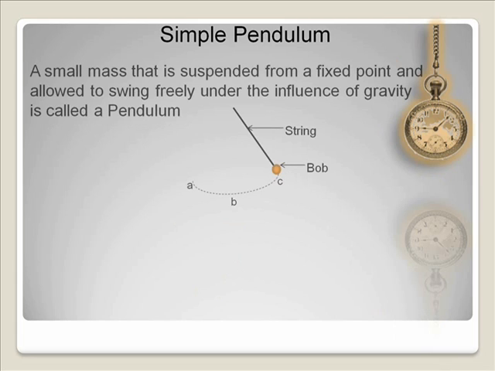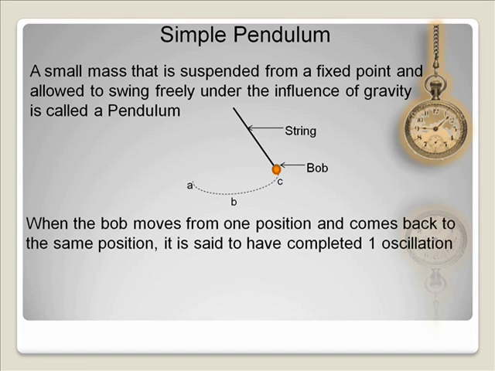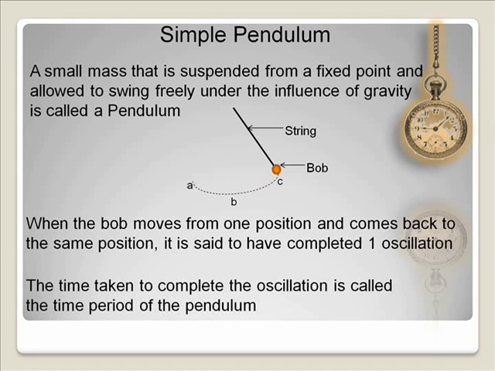A small mass that is suspended from a fixed point and allowed to swing freely under the influence of gravity is called a pendulum. When the bob moves from one position and comes back to the same position, it is said to have completed one oscillation. In the figure above, if the bob starts at point A, then moves to point B and C, and then comes back to point A, it is said to have completed one oscillation. The time taken to complete the oscillation is called the time period of the pendulum.